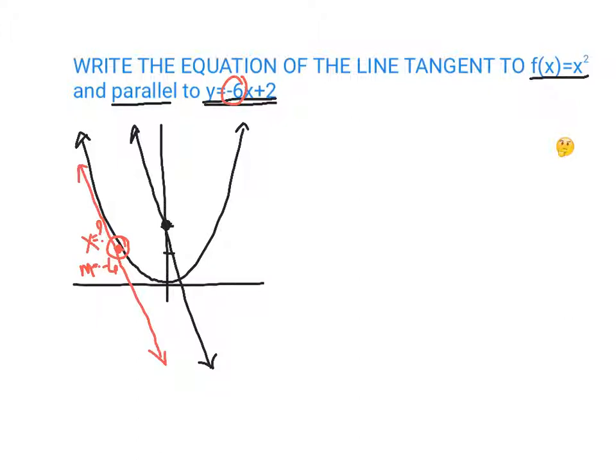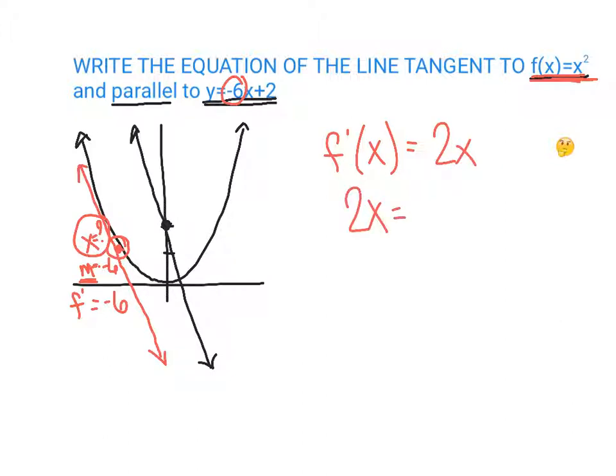So what am I going to do? How am I going to find this x-coordinate that I don't know? Now think about this. Whenever I say slope, I want you to think of the derivative. Okay? So we know that the derivative has to end up equaling negative 6. So let's take the derivative of this function here, which we know to be 2x, and let's set that derivative function equal to negative 6, and then solve for x.